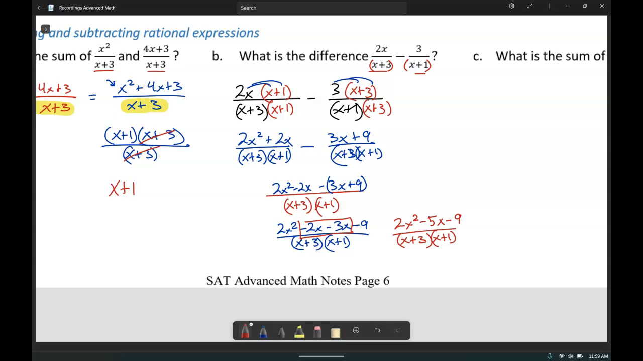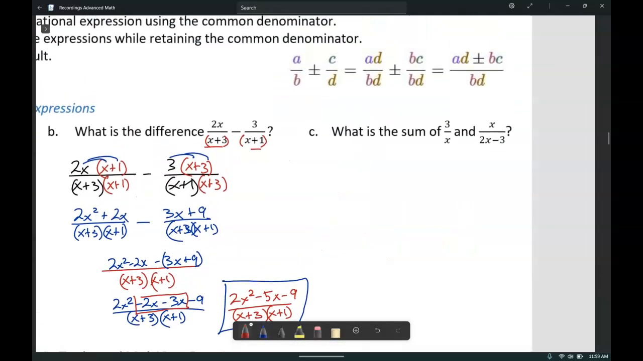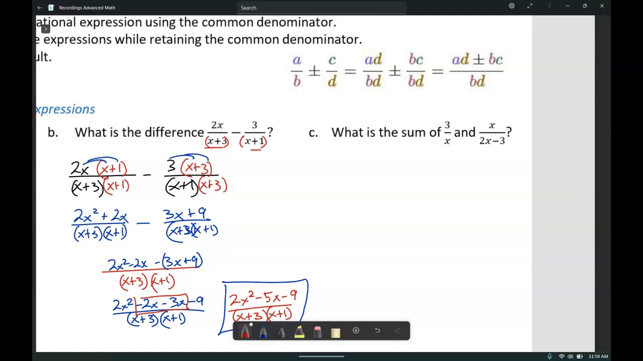Then again, we want to see if we can factor and simplify. Well, if we try to factor, there's no product of negative 18 that gives us a sum of negative 5. So this quadratic is not factorable, meaning this as simplified as we're going to get. We'll go ahead and do one last one. We want a sum of these two expressions.